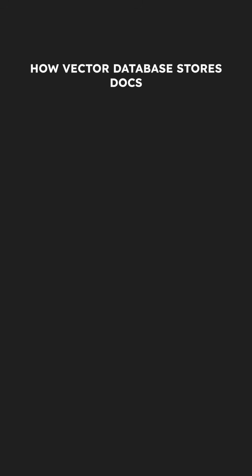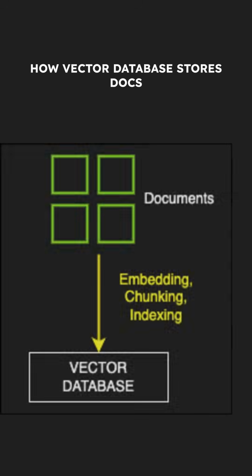Now, let's explore how a vector database stores documents. Documents are converted into vector embeddings, chunked, and then indexed. Embedding is a numerical representation of data. Chunking breaks down large documents into smaller, manageable, semantically meaningful pieces. Indexing means to organize chunks so as to make similarity searches across massive datasets fast and efficient.